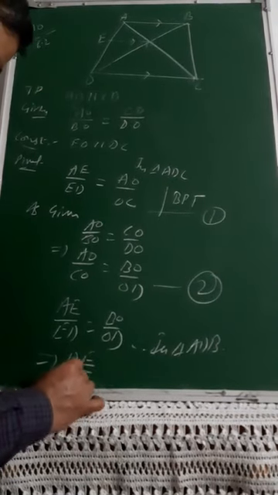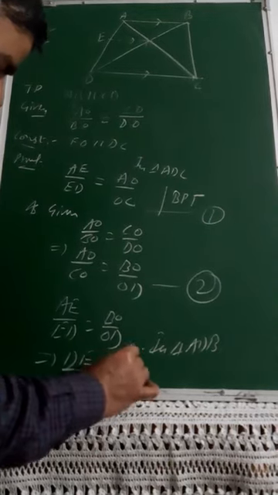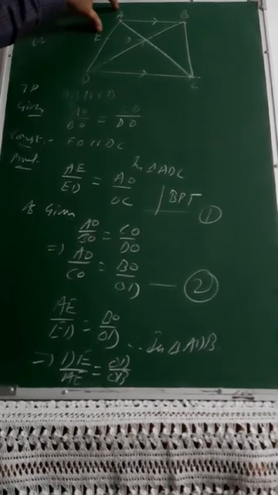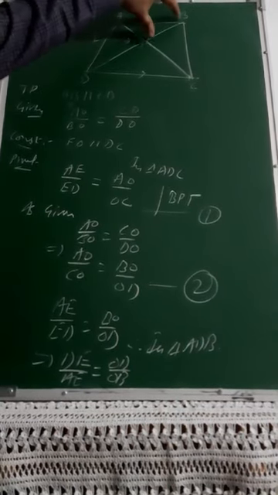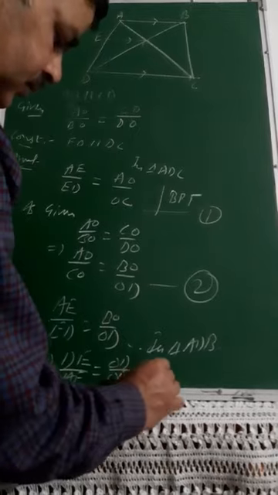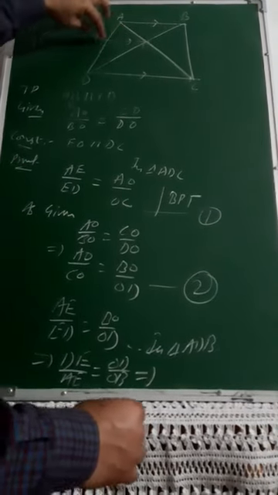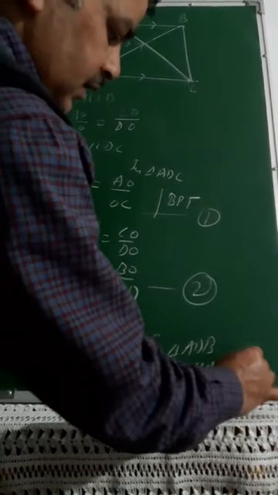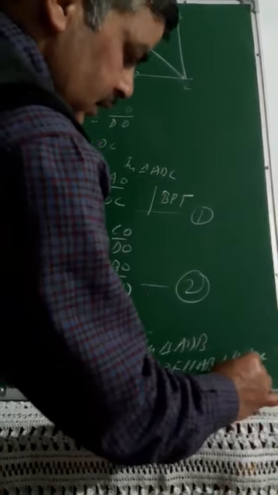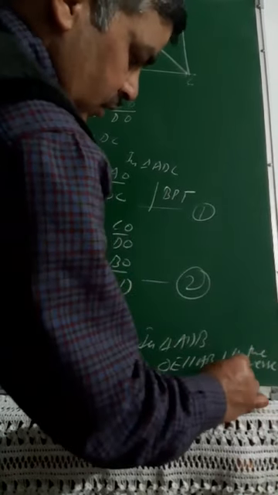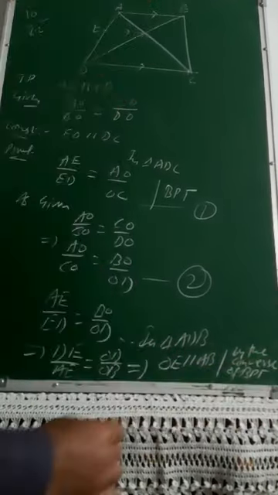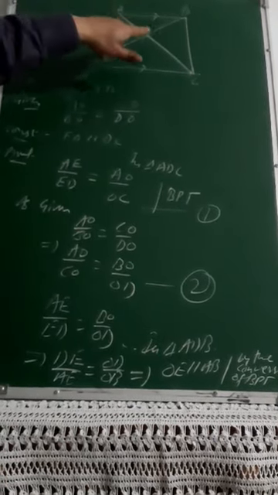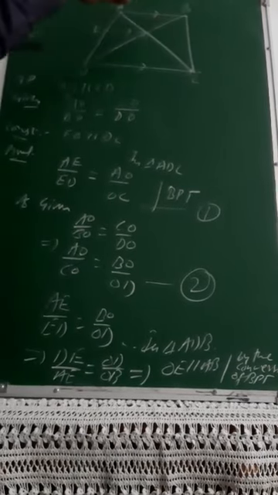take the reciprocal, DE upon AE is equal to OD upon OB. So DE upon this is equal to this upon this. So this implies that OE is parallel to AB, that is by the converse of BPT. Now this upon this I have proved is equal to this upon this. So on this basis I can say that OE is also parallel to AB.